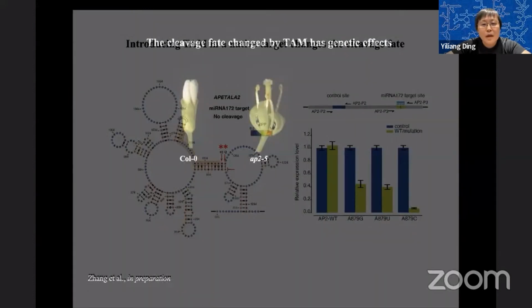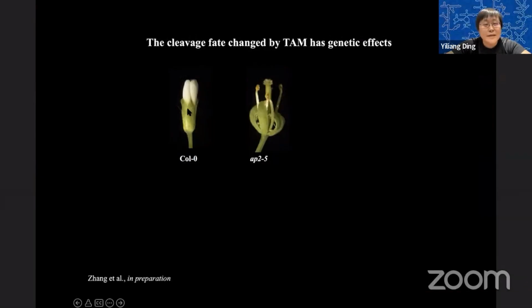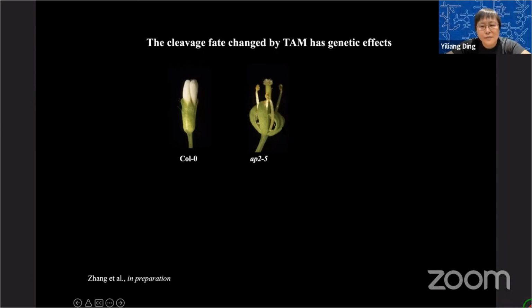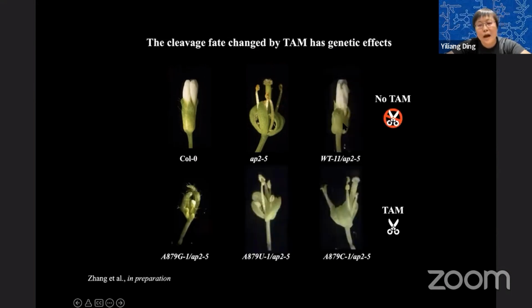So then we move to the plant. What you can see is that in the wild type, we always have a very beautiful white petal. In the AP2 mutant, you see these petals lost. When you complement the mutant with the wild-type sequence where the microRNA cleavage isn't happening, so there's no TAM formation, no single-stranded base pairing downstream of the target site, then you see these white petals come back, restored.